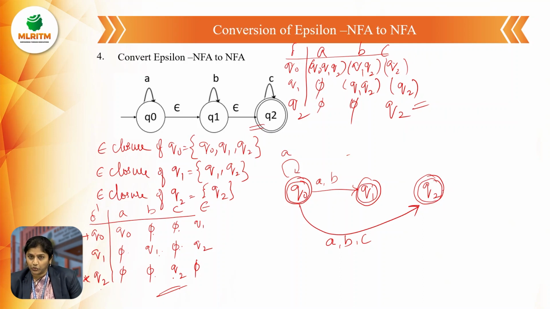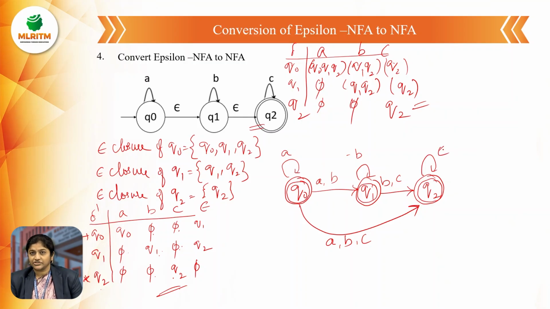Next, we'll go with q1. q1 on A is null. q1 on B is q1, as well as q2 also. So this is B also. Next, q1 on C is q2, comma C. Next, q2: q2 on A is a null state. q2 on B is again null. q2 on C is q2.